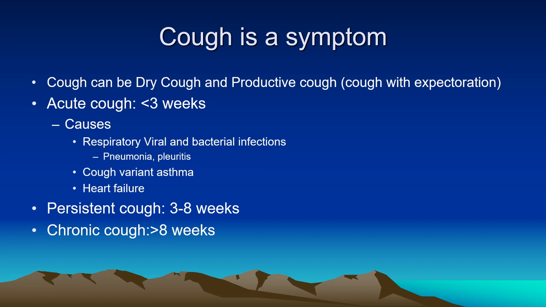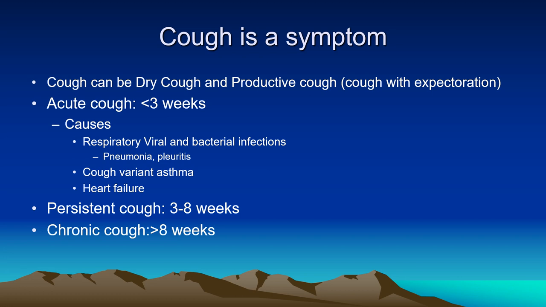It should be understood that cough is only a symptom and there is always some cause for it. Therefore, finding out cause is most important. To make the analysis easier, cough is considered to be acute cough when it is less than 3 weeks and the causes are respiratory viral infections, bacterial infection, involvement of pleura, or there is a cough variant asthma. There could be heart failure which manifests as cough.